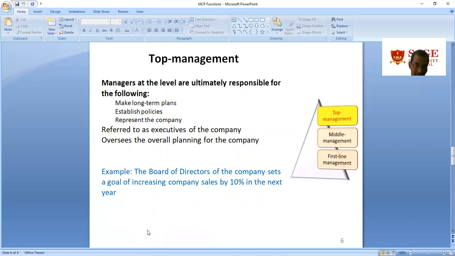If we go deeper, managers at each level are ultimately responsible for the following. At whatever stage you are, if you are in top management, you will be responsible for making long-term plans, establishing policies, and representing the company. For example, if you have a summit or inter-organizational meetings, you will be responsible and you are going to present.